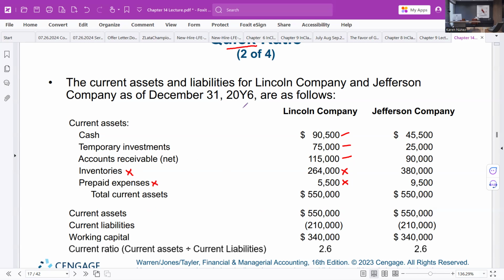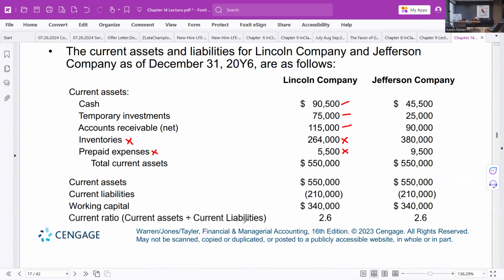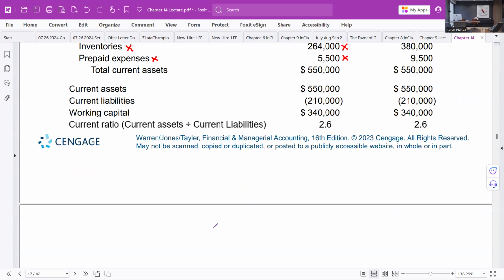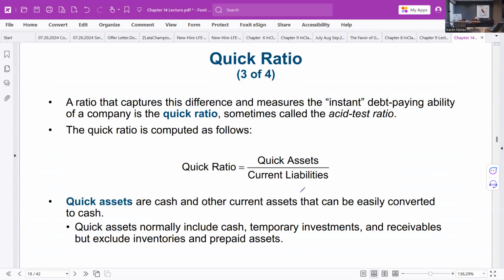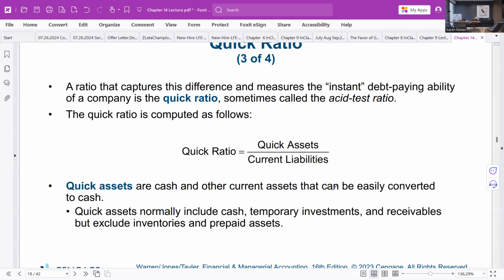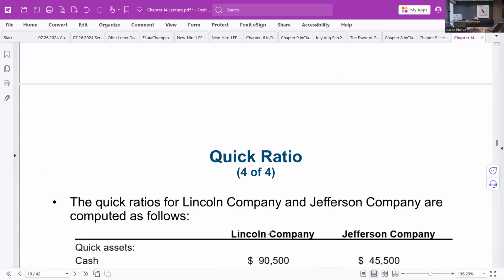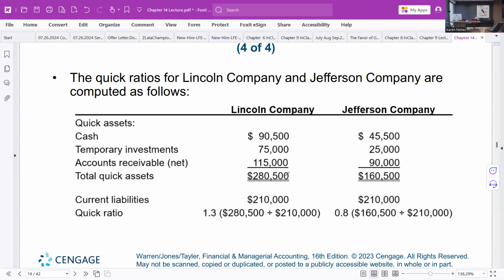So when we talk about the quick ratio, we only want to measure the quick assets as a ratio to the current liabilities. So the quick ratio, in this case, is the quick assets over the current liabilities. And again, it's those current assets that exclude things like inventories and prepaid assets. So when we measure the quick ratio here, you can see just those quick assets over the current liabilities.